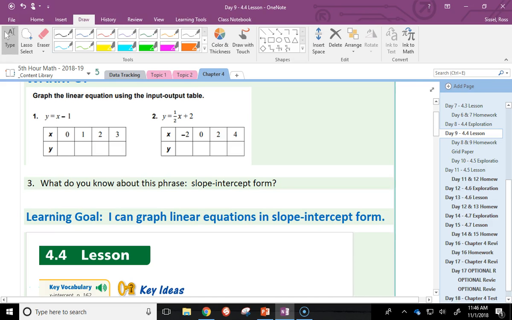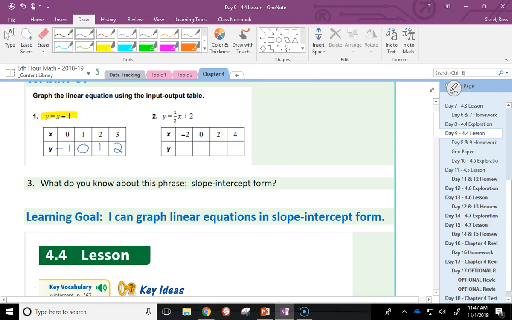So the first thing is, they told us, this is pretty much exactly like your quiz. They're asking us to graph this line, y equals x minus 1. We can make a table, or they use this input-output table. If I put 0 in for x, y would equal 0 minus 1, which is, what's 0 minus 1? Negative 1. So y would be negative 1. If I put 1 in for x, 1 minus 1 is 0. If I put 2 in for x, 2 minus 1 is, and if I put 3 in for x, 3 minus 1 is.